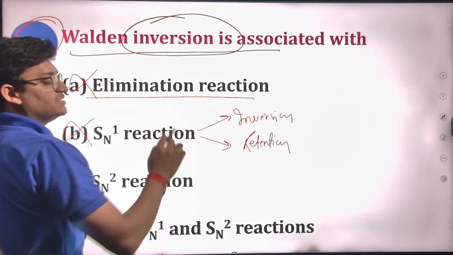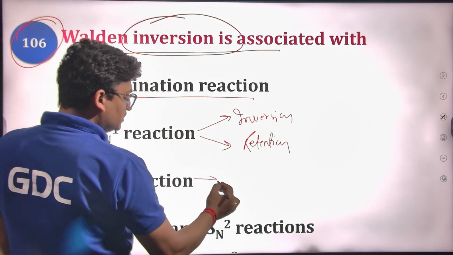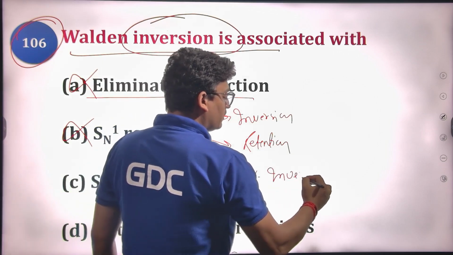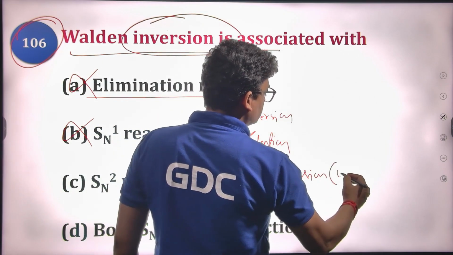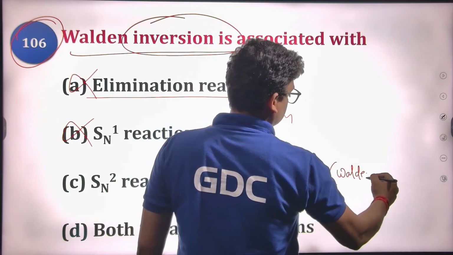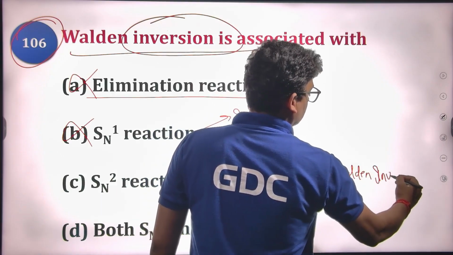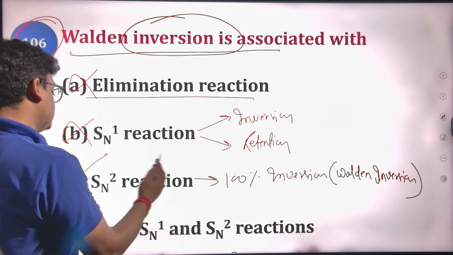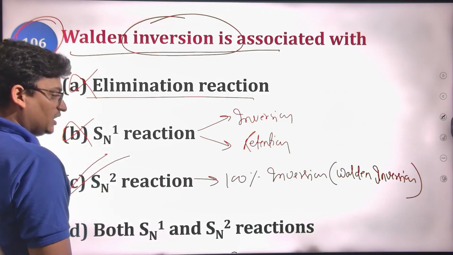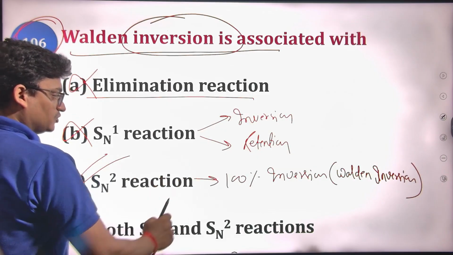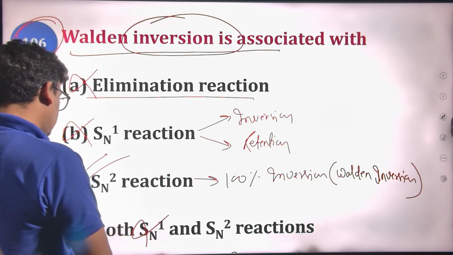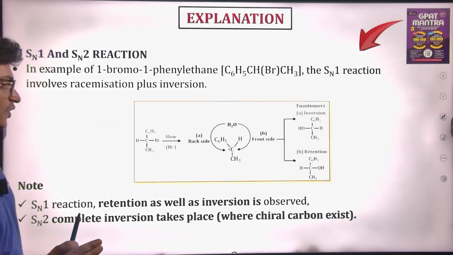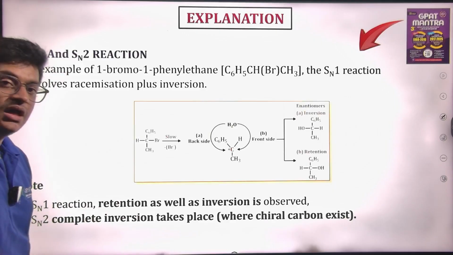Walden inversion is associated with SN2. This is having 100% inversion. What inversion? That is known as Walden inversion. Okay, so the SN2 is having 100% inversion, Walden inversion. SN1 has both inversion and retention, so that is not correct. C is the 100% right answer. Okay, C is the correct answer.